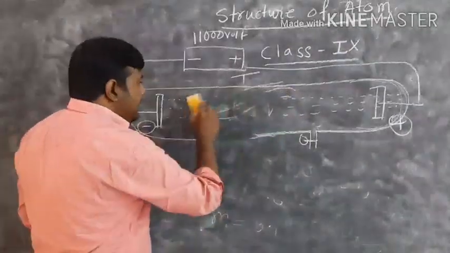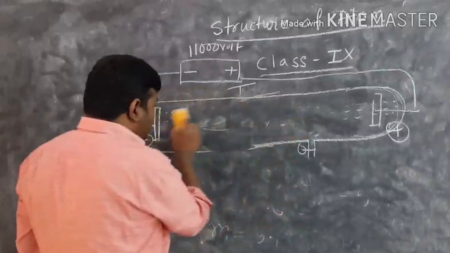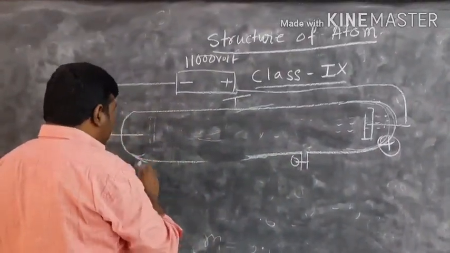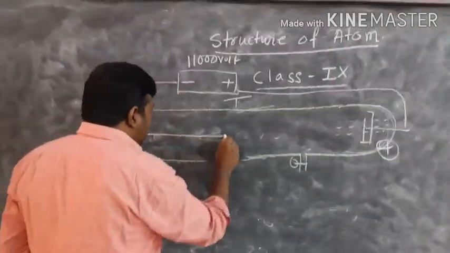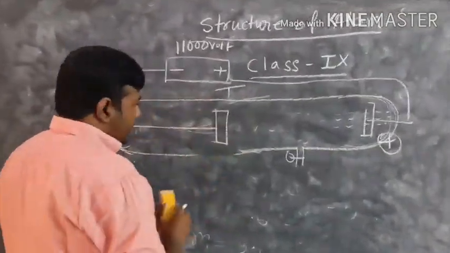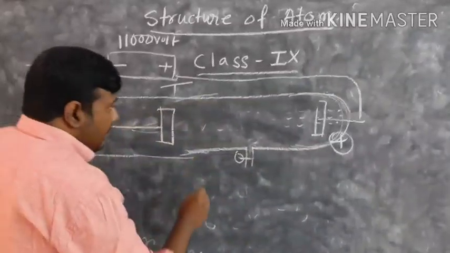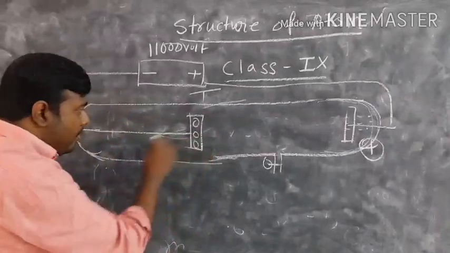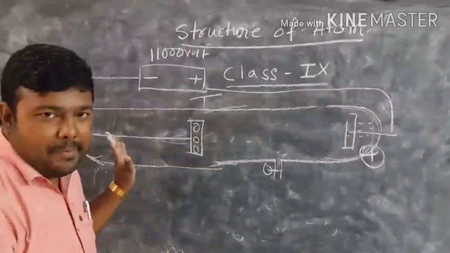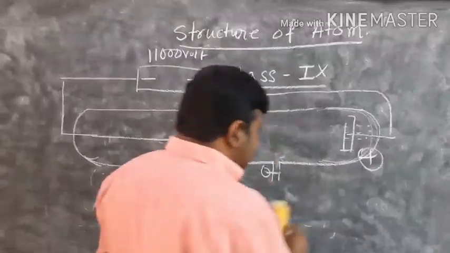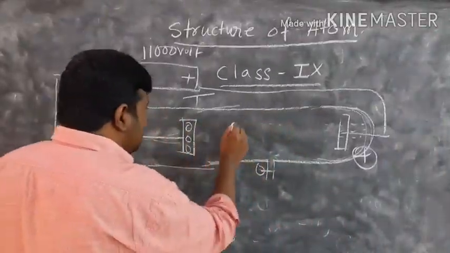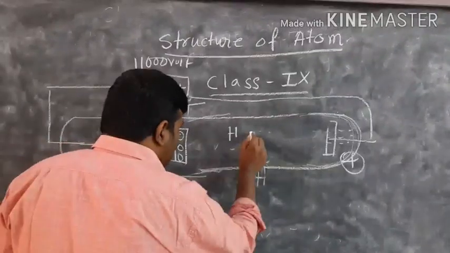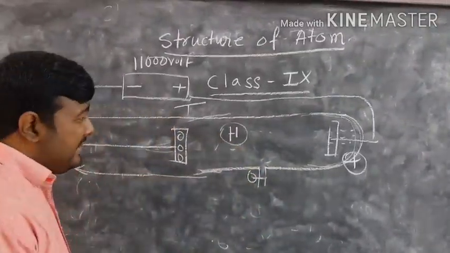Now see what he did. He did some arrangement in the cathode ray tube, or the discharge tube. How? He placed the cathode towards the middle, not at the end, and he used a perforated cathode, meaning there are some small holes through which the electron can travel. Also, he filled this tube with hydrogen gas.